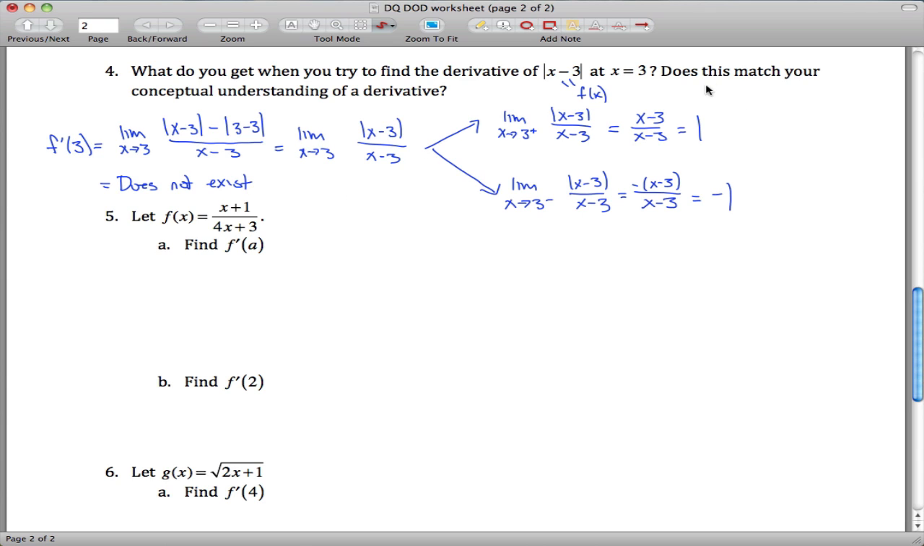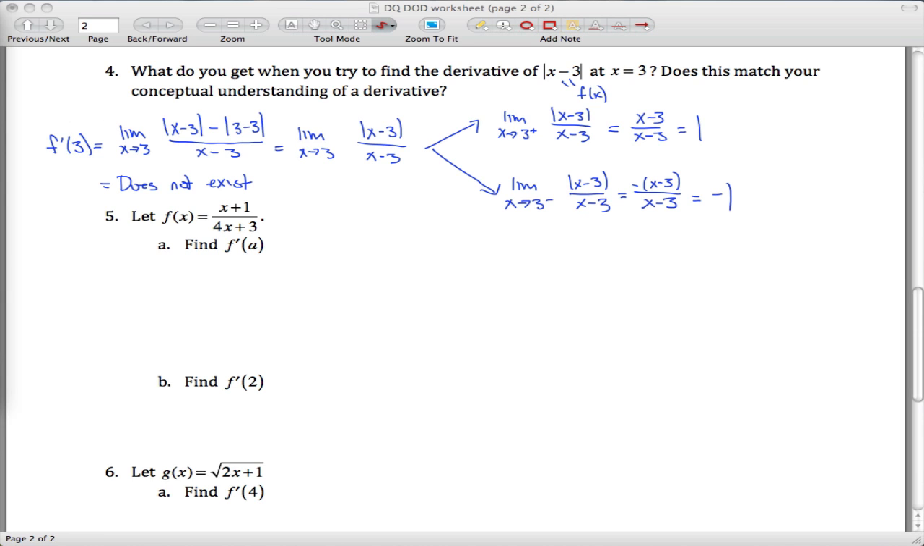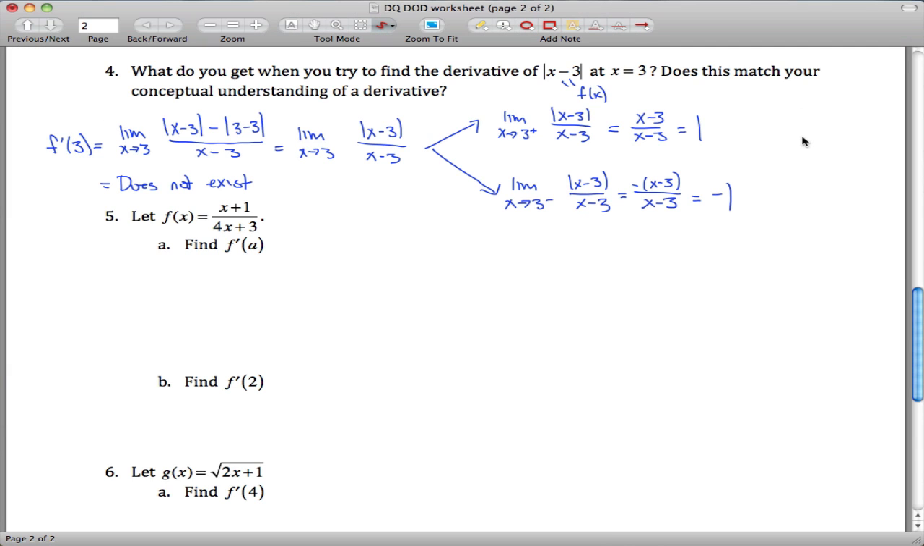And you might wonder if that makes sense. I guess I'm asking, does that match your conceptual understanding of a derivative? It does. I'll show you why. If I graph this function, the absolute value of x is kind of the V graph, but this minus 3 shifts it 3 places to the right. So it ends up looking like this.